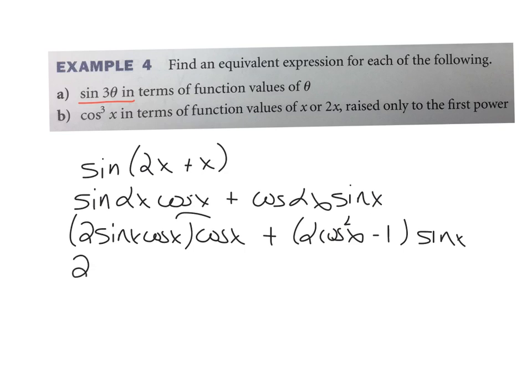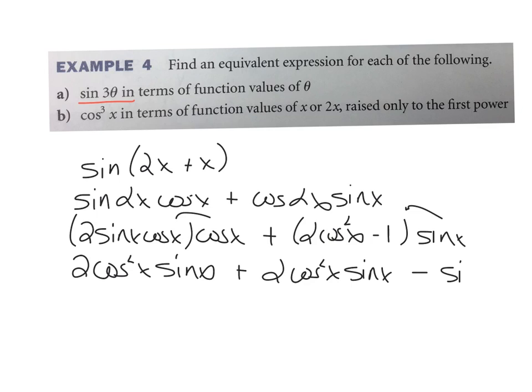So when I do the multiplication here, I get 2 cosine squared sine x. Over in my next part, I'm going to distribute this sine x through. So I'm going to have 2 cosine squared x sine x. And then sine x minus 1 is just sine x. Right? What I notice is these two are like terms. I can combine those two. It gives me 4 cosine squared x sine x minus sine x.